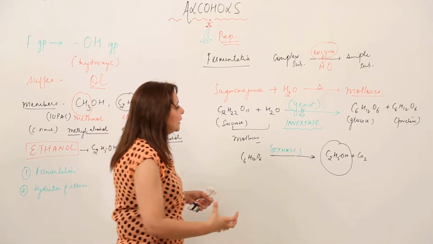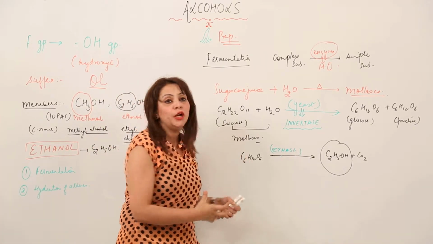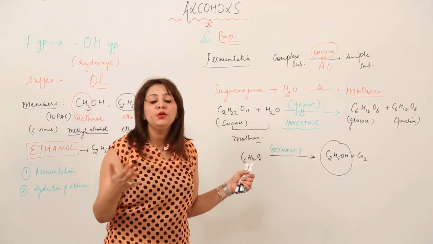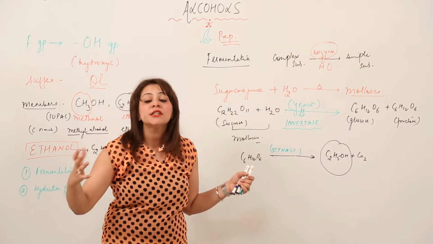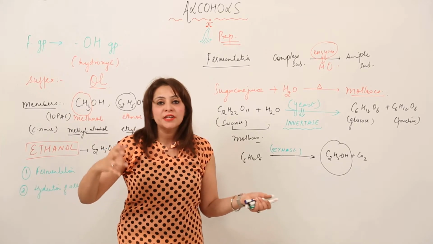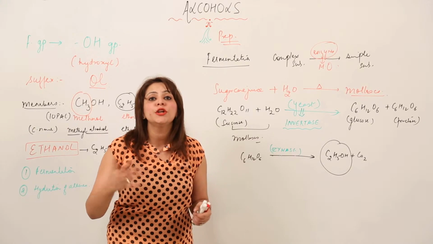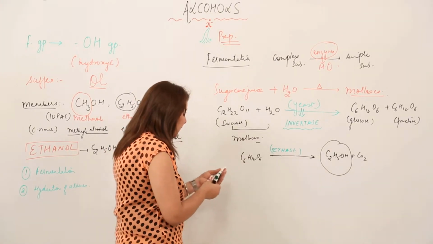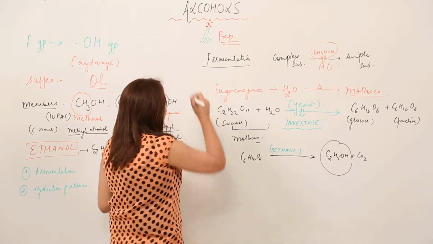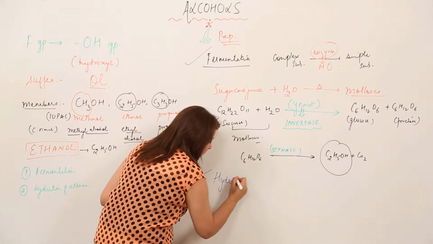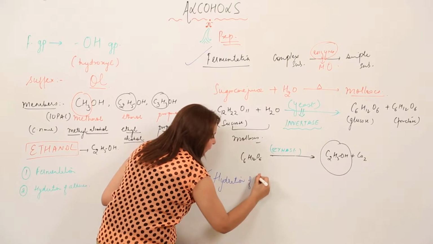But the preparation of ethanol is not limited to only this method. As I told you, this method is commonly used in breweries, but in other industrial plants where we are making ethanol, it is not the only process. So we have got another process, that is hydration of alkene.